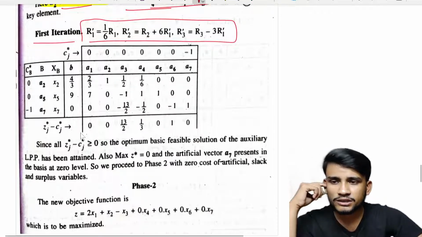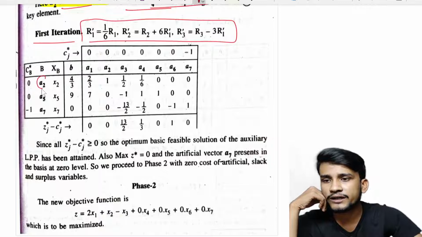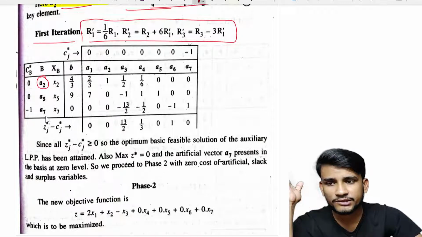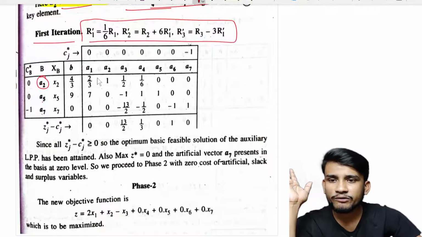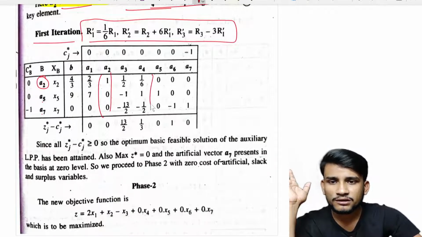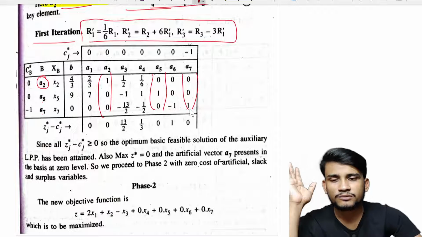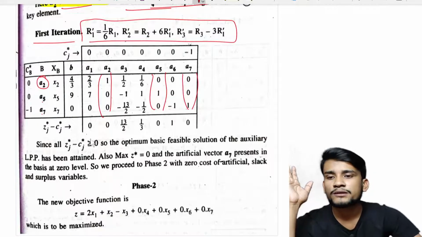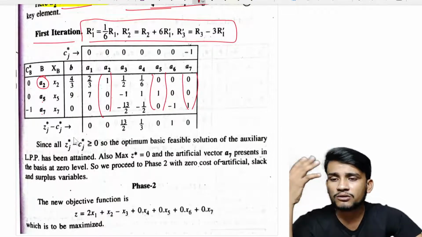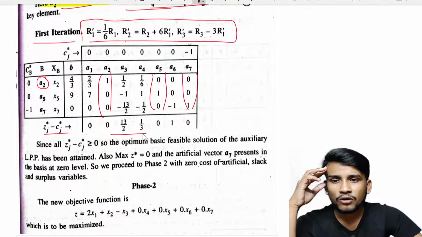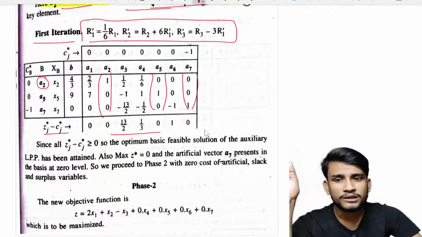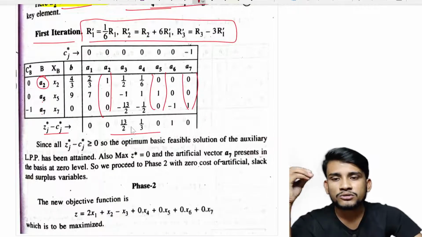So now we see that here A2 enters the basis and A4 leaves the basis. A2, A5 and A7 now form the unit vectors, so these vectors form the basis. After all the calculations we get Zj minus Cj all greater or equal to 0. That means the optimality condition is satisfied.